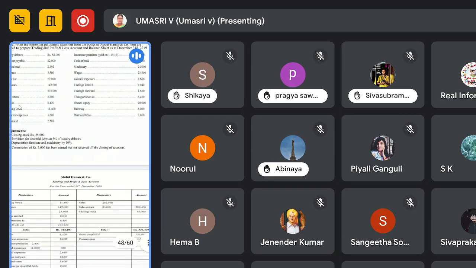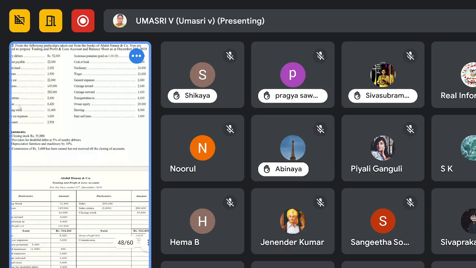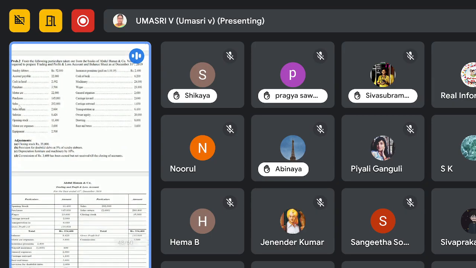And then one more thing, carriage inward is given. One thing you have to keep in mind: carriage inward, if it is given, you have to write in the trading account. Carriage outwards, if it is given, you have to write on the debit side of the profit and loss account. Here nothing like that is given, only carriage expenditure. So in that case, you may get confused whether to take it in the trading account or the profit and loss account.